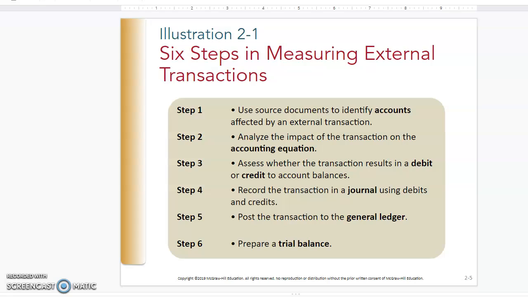After the end of the time, the general ledger, we prepare a trial balance. Okay, a trial balance is a listing of all of the accounts with their ending balances in a 2-column debit credit format. It is to make sure that we have everything in balance before we prepare the financial statements.